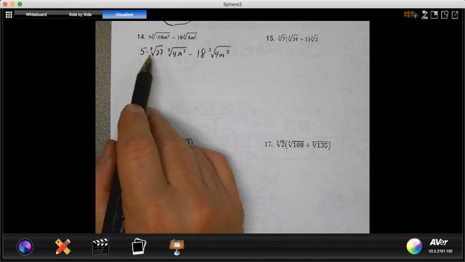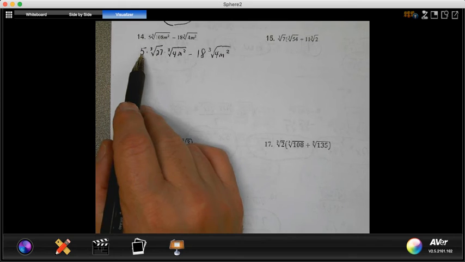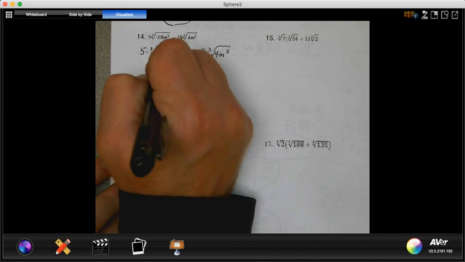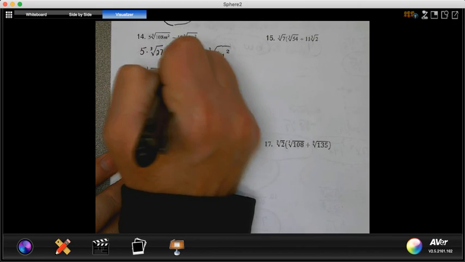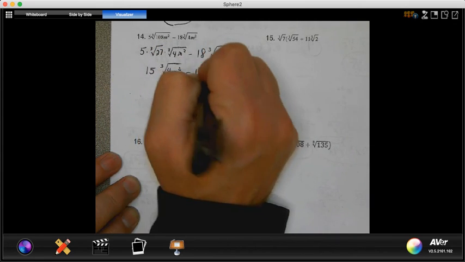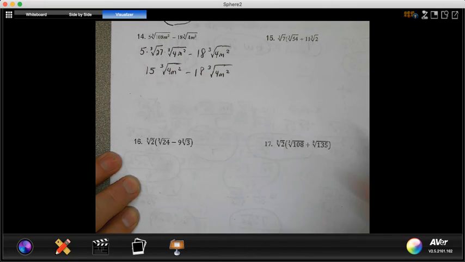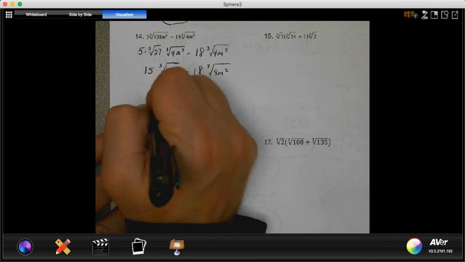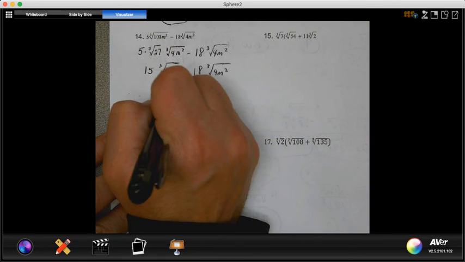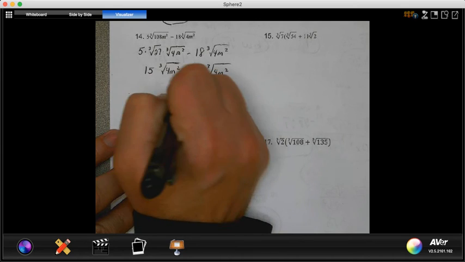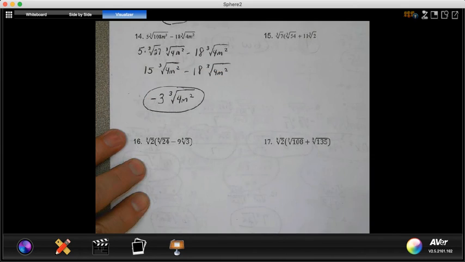We'll do some mental math. Cube root 27 is 3, 15, 5 times 3 is 15. So this is 15 cube root 4m squared minus 18 cube root 4m squared. And when I combine my like terms, that's negative 3. So I have negative 3 cube root 4m squareds. That's good stuff.